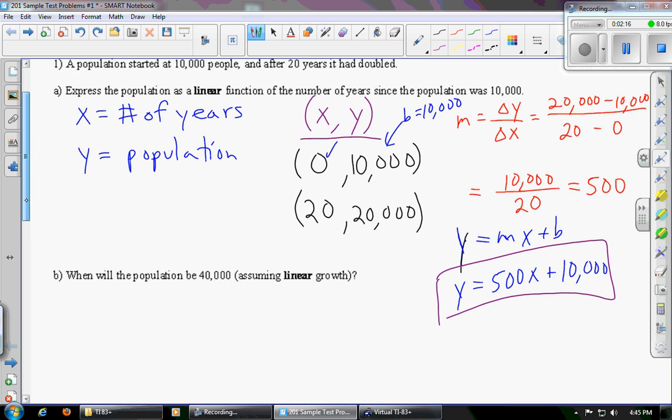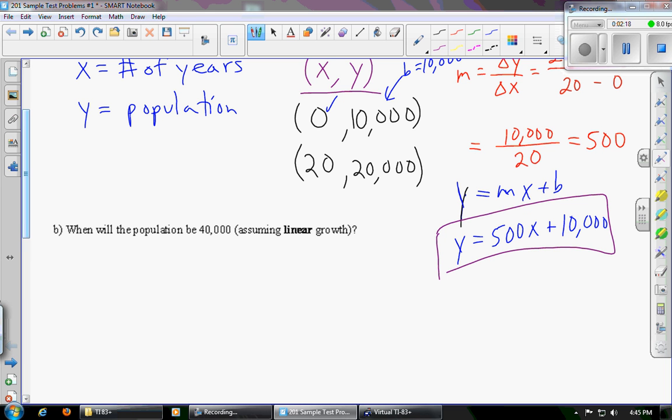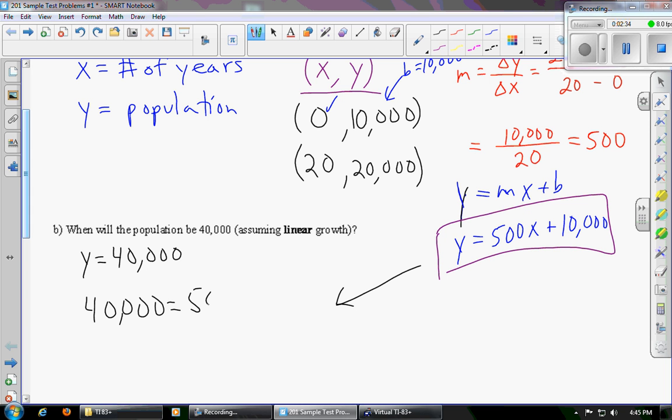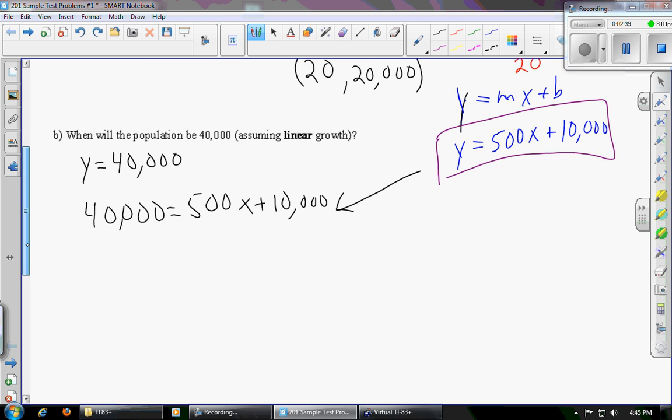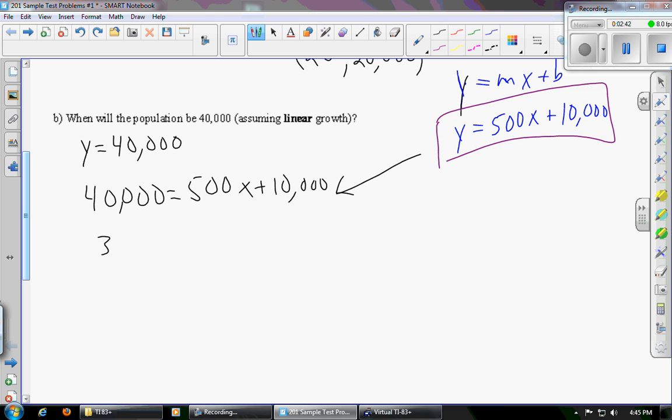And then in part B, when will the population be 40,000, assuming this linear growth? So what we're going to do is replace the y value with 40,000 because the y value is the population. So this equation comes over here, and we get 40,000 equals 500x plus 10,000. And now we need to solve for x, so subtract 10,000 from both sides. And divide by 500. And I think we get x equals 60.